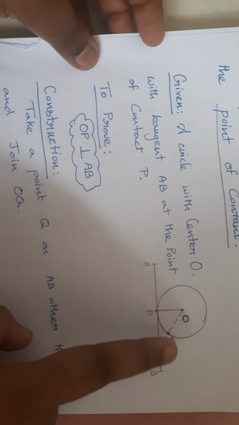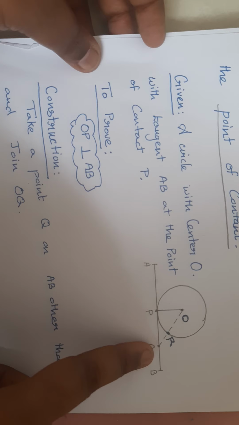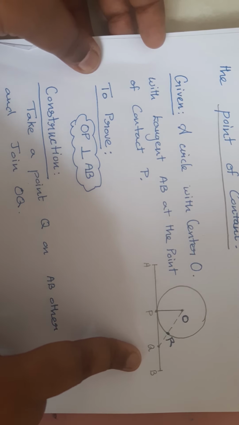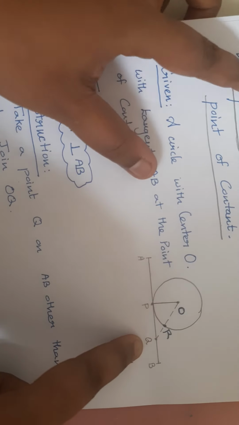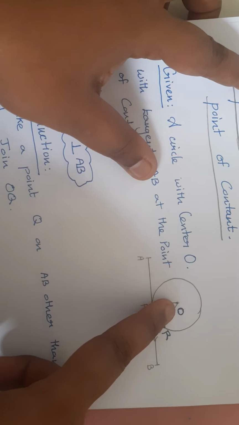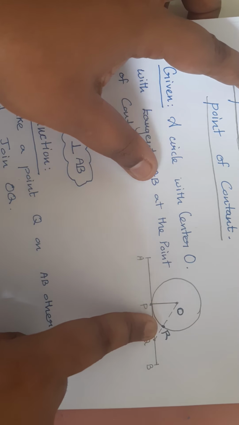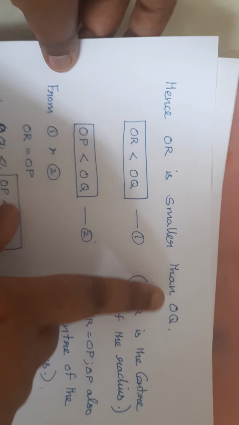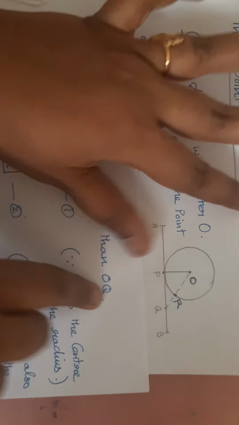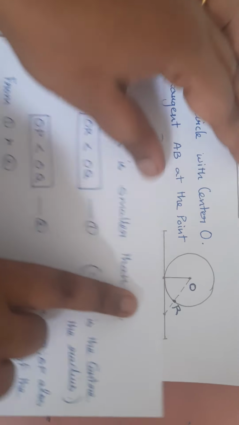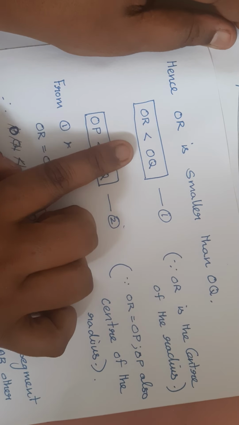How to prove? You have to create one more point other than the point of contact. So I am creating another point, Q. Joining OQ, the line OQ will intersect the circle at point R. Hence OR is smaller than OQ. Yes or no? OR is smaller than OQ.